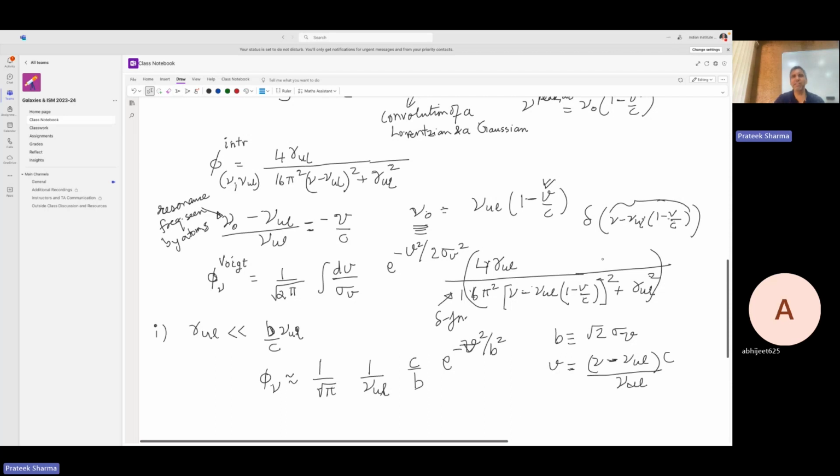Right, so if my V is that, so basically this V is not a velocity, it's actually this frequency. You got it? Because phi nu is a function of frequency. The limit of integration is minus infinity to infinity.